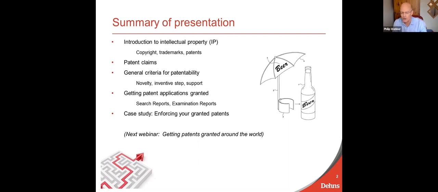Now, one thing I'm not going to talk about today is how you get patents granted around the world in terms of the priority system and international systems. I'll talk about that in next week's seminar.